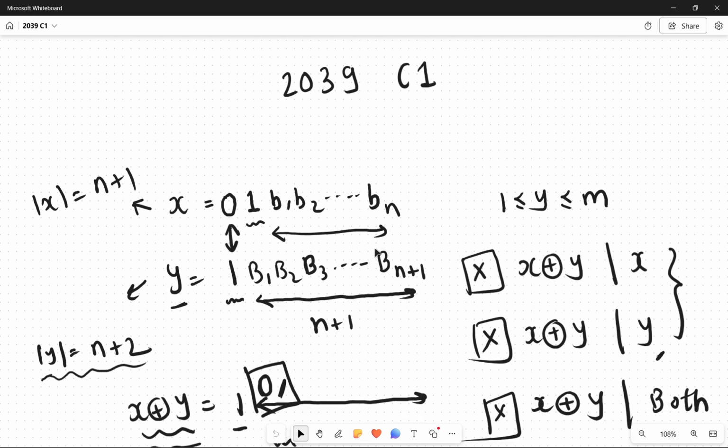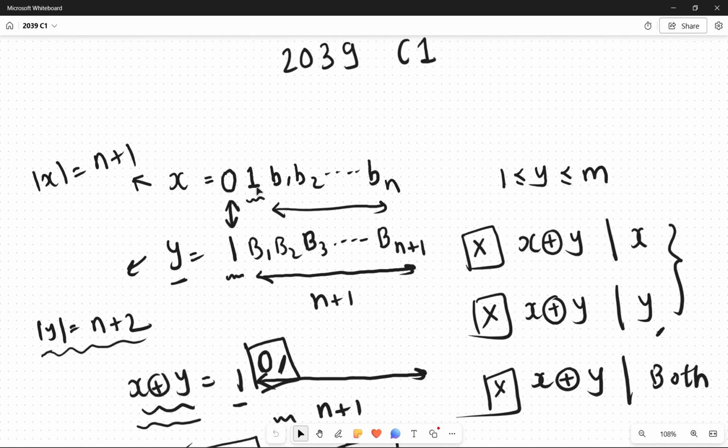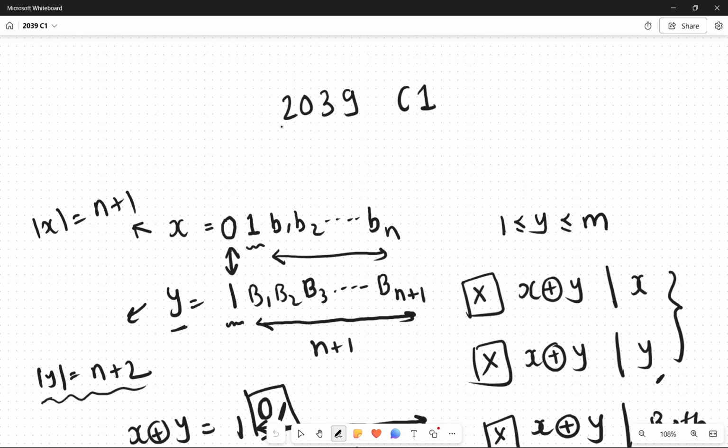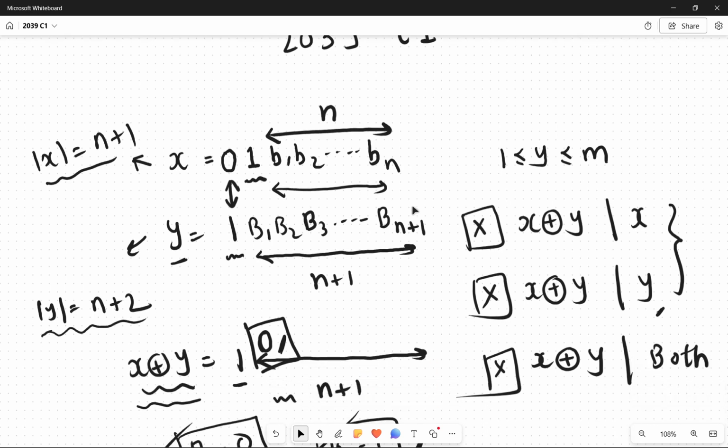So suppose your x is of length n, and this one is the leading one, so the length of x is n plus 1. And suppose my y's length is n plus 2 or greater, so suppose it is 1 and capital B1, capital B2, and so on up to capital B subscript n plus 1.